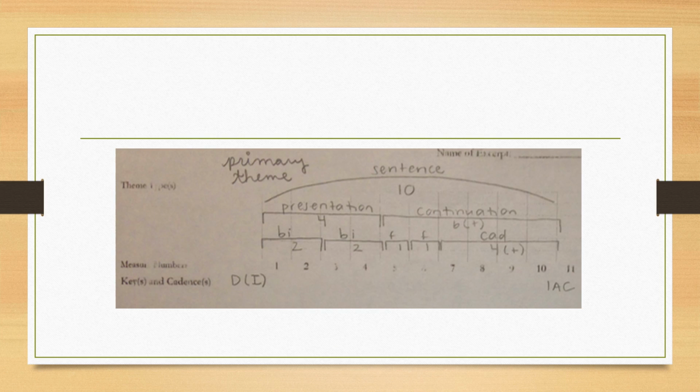Okay, and here is a look at the primary theme in a graph form. So again, it is a sentence, and you can see there in the continuation there is some stretching that occurs. And hopefully you were able to hear that when you listened, that the predominant and dominant harmonies feel like they last a little bit longer than they should, and that is just to emphasize that we are heading towards a cadence.